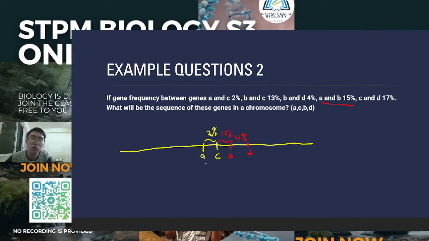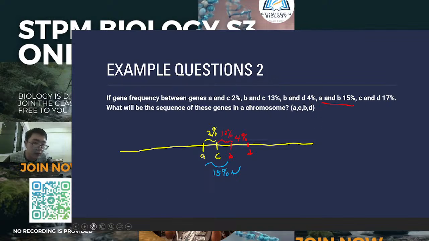So you see, is it A and B 15% or not? So you see, A and C is 2%, B and C is 13%. So 13% plus 2%, yeah, 15%. So it is correct. Okay, betul. It is correct. And then it says that C and D is 17%.